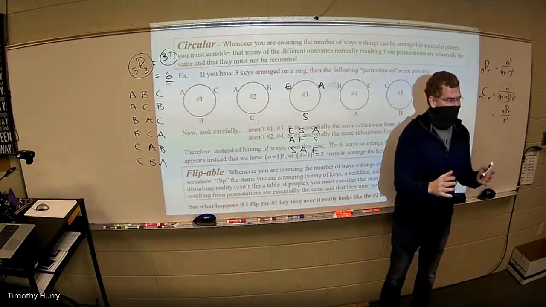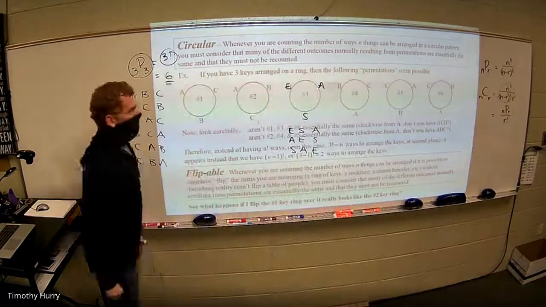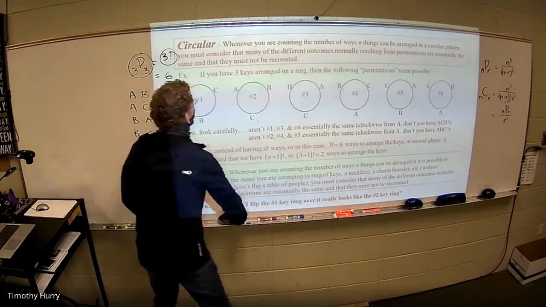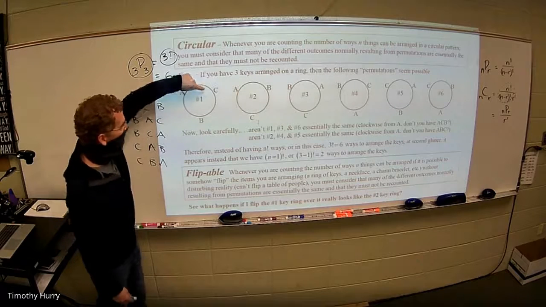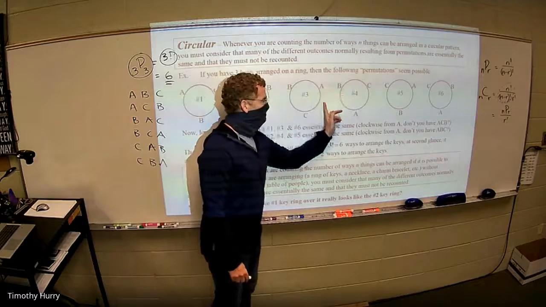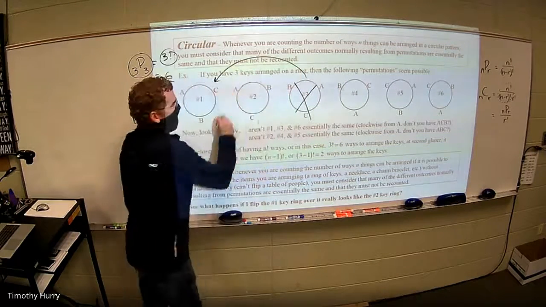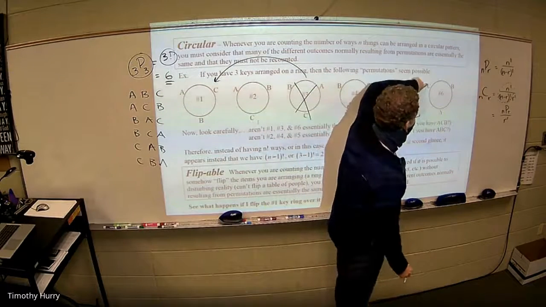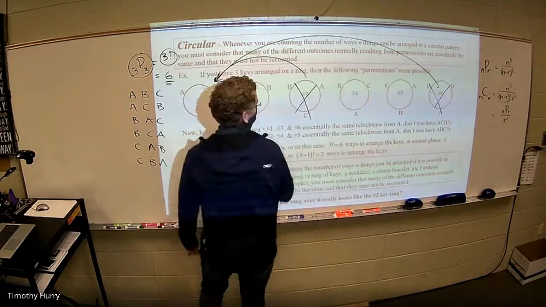Well, I want to show you that these are 6 different ways to arrange ABC, but they're really not 6 different ways. Because if you think about it like this, from the perspective of person A, A has C to the left, B to the right. Well, what is this? C to the left, B to the right. So this right here is the same as that. And what about this? C to the left, B to the right. That's the same thing as this.